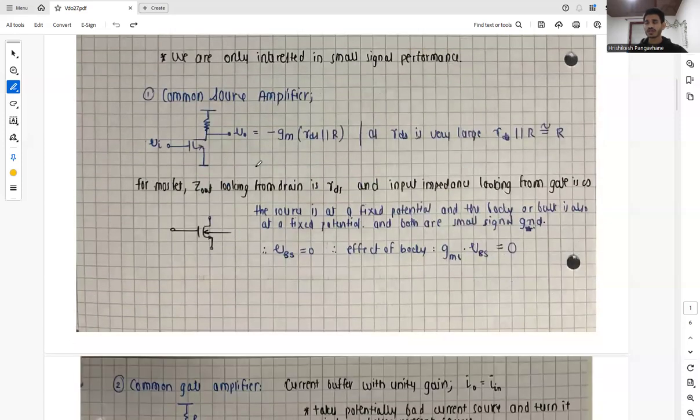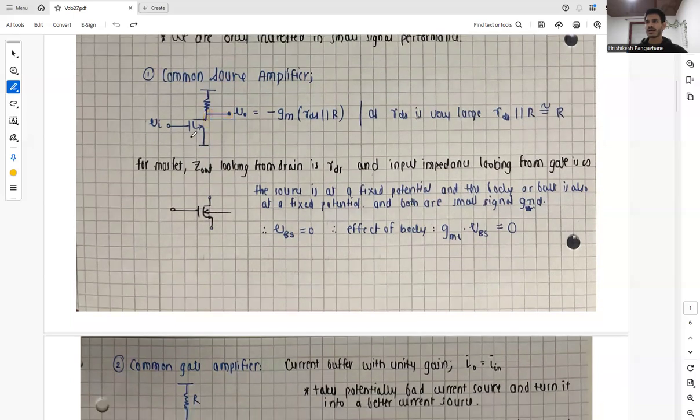So for a MOSFET, the output impedance looking in from the drain is RDS, and the input impedance looking in from the gate is infinity, as no current flows through the gate. So the source is at a fixed potential, and the body or the bulk is also at a fixed potential, and both are small signal grounds. So the VBS is equal to 0, and the effect of body, which is GMB times VBS, is basically 0.